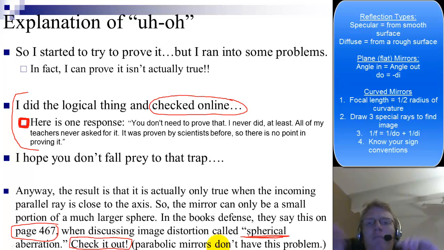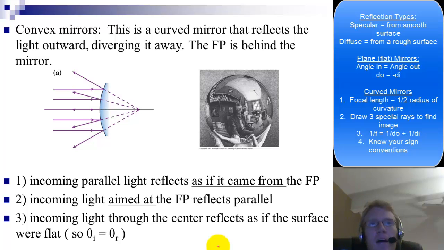And so if you have something that requires very precise images, then you want to use and pay for a parabolic mirror. But if you're just doing some general optics and it's not that important if everything is crystal clear, then you can get away with using a spherical mirror, and you just have to accept the fact that there's going to be some spherical aberration or distortion of your image. Okay, let's get back to it.